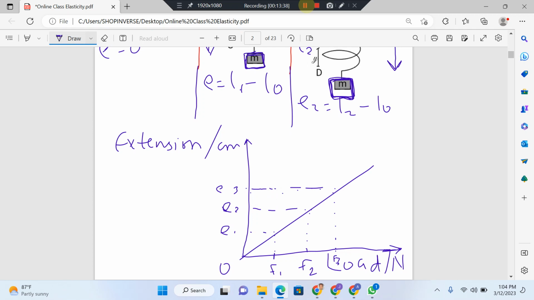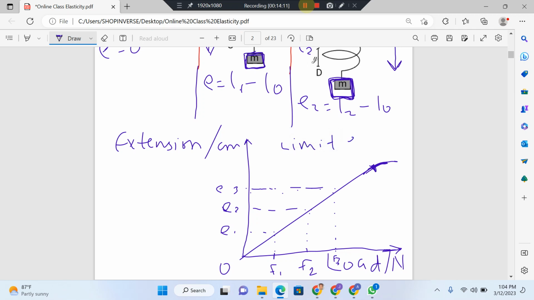Though they will get to a point whereby the extension will no longer be proportional to the force, whereby you have a curved slope. At that point when the extension is no longer proportional to the force, you can say you have your limit of proportionality. That means the extension is no longer proportional to the force. You can name it the point X, and you call that point X your limit of proportionality.